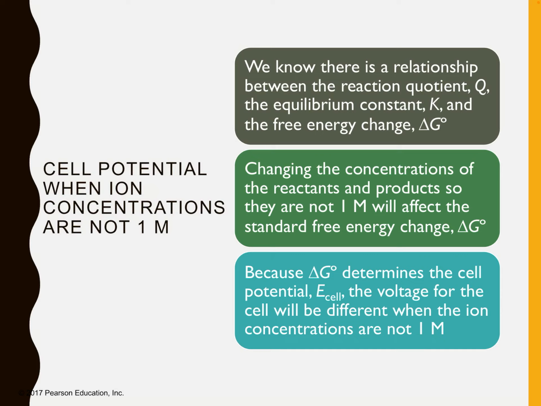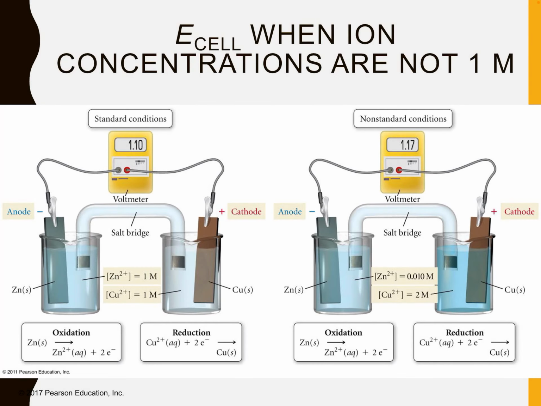Changing the concentrations of the reactants and products so that they are not 1 molar affects the standard free energy change, delta G naught. Again, we calculated delta G. So the same thing here, right? Instead of having E naught of the cell, we're just going to have E of the cell, which will tell us that it is not standard conditions.